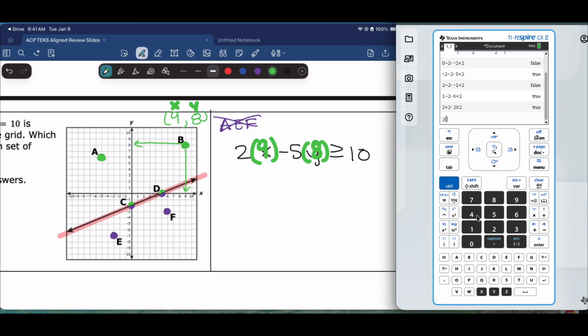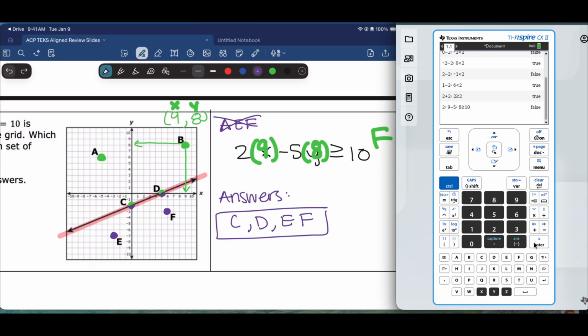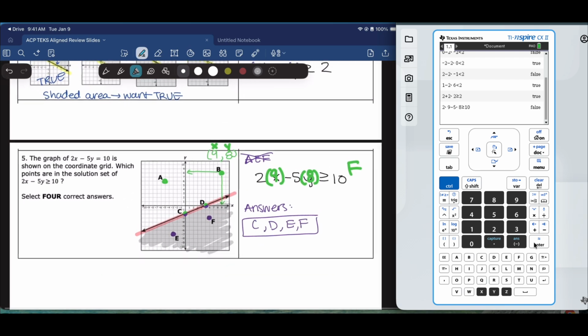So 2 parenthesis 9 parenthesis minus 5 parenthesis 8 parenthesis control equals 10. Enter. And that gives me false. So my greens are false. If my greens are false, that means my answers are going to be the purples. C, D, E, and F. Those are my answers. So technically, if you want to think about it, that's where we're going to color the gray part. That would be the shaded area. That would be where your answers are.